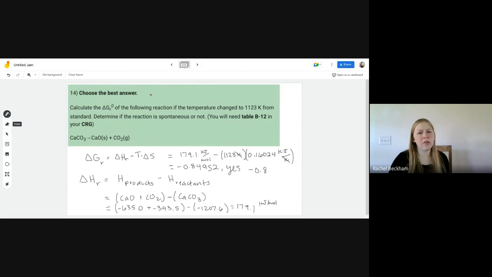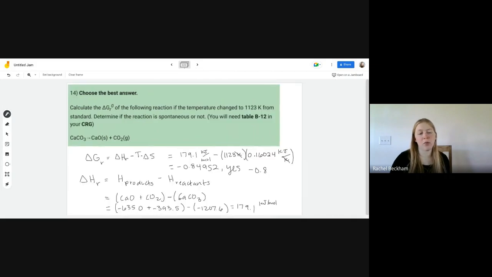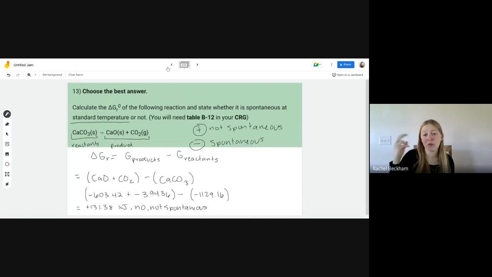On your quiz, your questions will mainly be like this one, where you just look up the delta G. You probably won't have a lot that are this, where you have to go look up the delta H and the delta S and then plug it all in together. Most of them are at standard temperature. And so you only have to do ones like problem 13 for that.